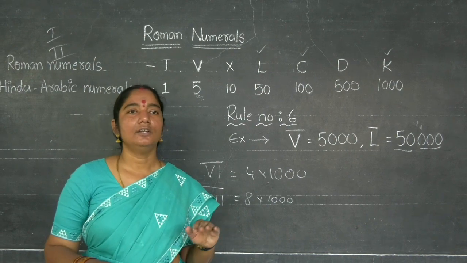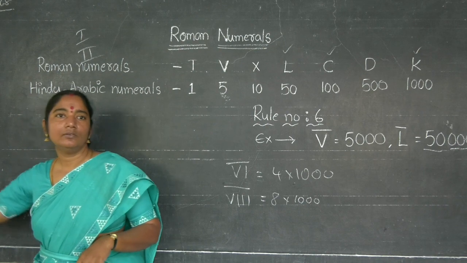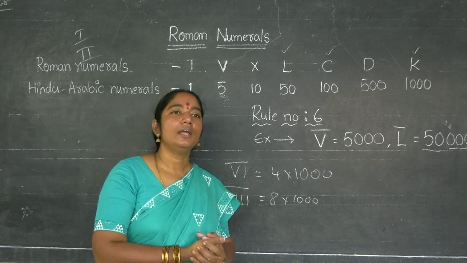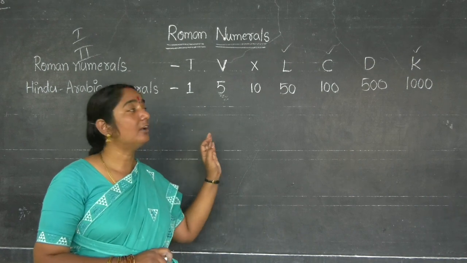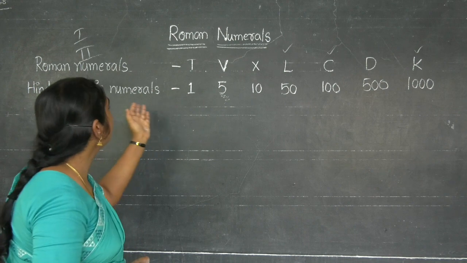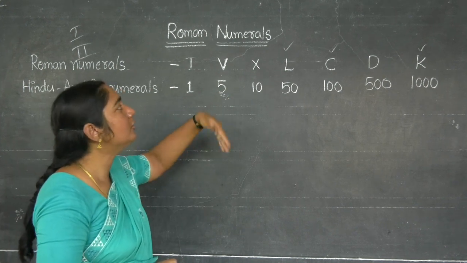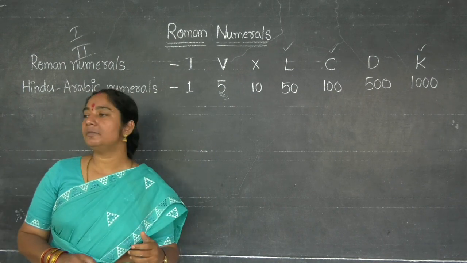Now in this session, we have finished discussing the 6 rules. Now we are going to discuss some more examples. Now let us see some examples to convert the number, that is Indo-Arabic number, that is our numbers, into the Roman number. Let us see some examples so that you can understand it better.